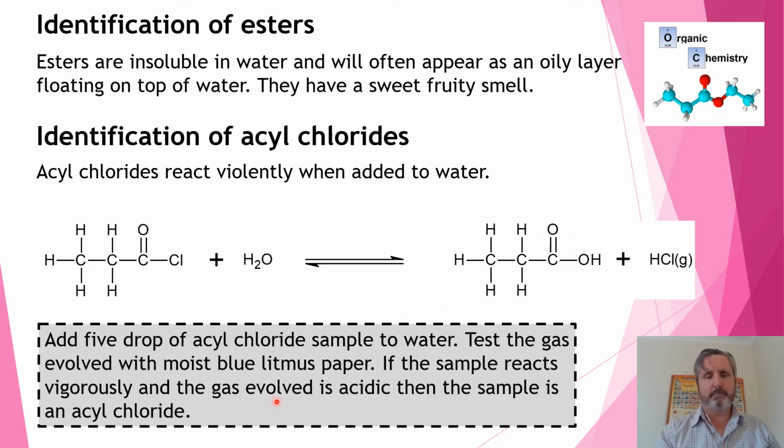And the other thing we can do is test the gas evolved, because it's hydrochloric acid. We can have a damp piece of blue litmus paper and test the gas coming off, and if it goes a red colour, it's hydrochloric acid.